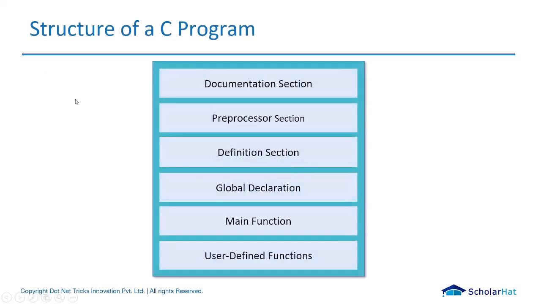When we talk about the structure of a C program, it's divided into different parts. It may be user defined functions, the main function, variables declared globally or locally, the definition section, preprocessor section, and documentation section. All of this is there in the program. When we learn in VS Code, we'll learn what a user defined function is, what the main function is, global declaration, definition section, preprocessor section, and all those things.